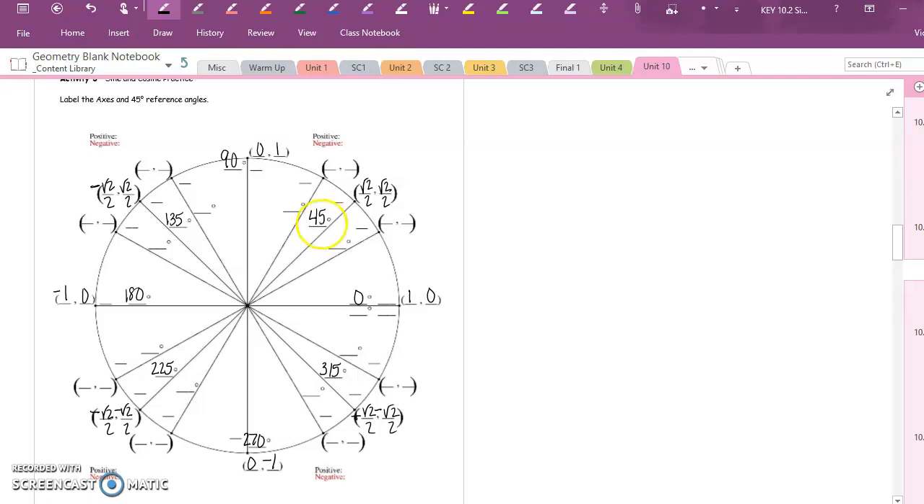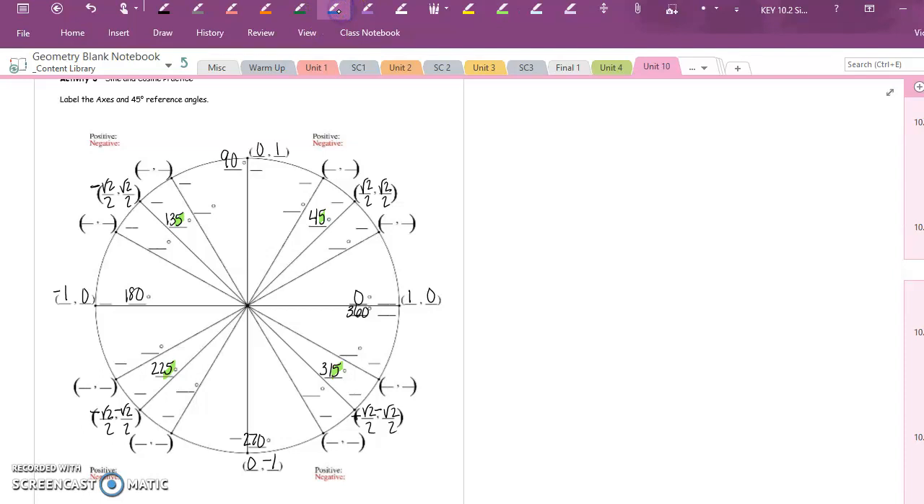So if you look at these, we have 45 in between 0 and 90. We have 135 in between 90 and 180, 225 in between 180 and 270, and then 315 in between 270 and 360. You notice all of my reference angles that are 45 degrees end in 5. And this is the only time that you will have a number ending in 5. And not all numbers that end in 5 reference 45 degrees.